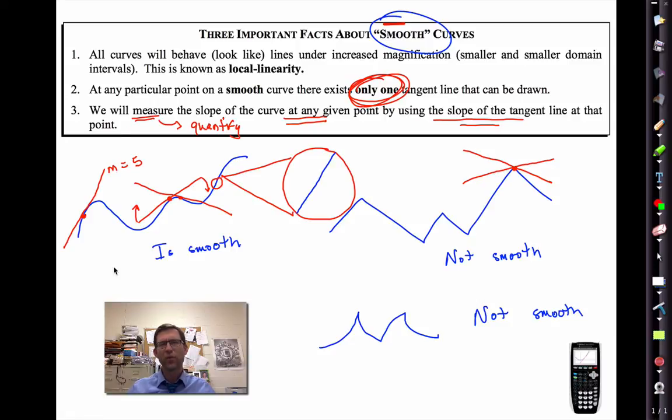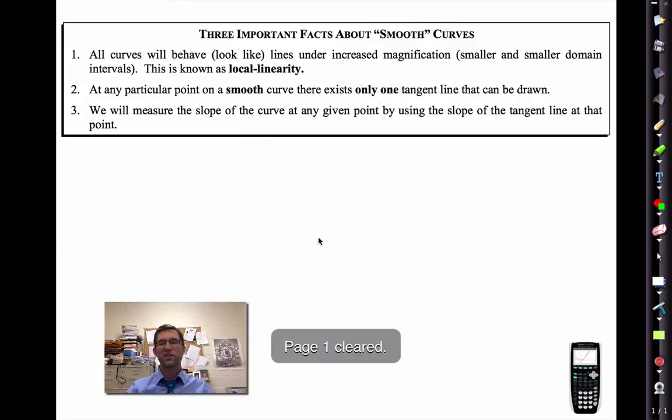Wow, there's a lot of pictures on that screen. Pause the video now and really think about what we've talked about. All right, I'm going to clear out the text. Still haven't brought the calculator back, but we will in a bit.